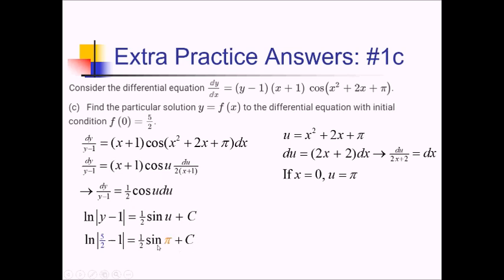And let's simplify this a bit. On the left side, this is going to be ln of 3/2. On the right side, sine of pi is just 0, which zeroes out everything there. So we just end up then with c equals ln of 3 over 2. Okay, we can work with this.